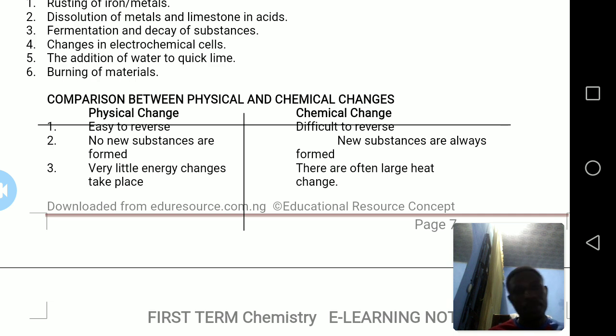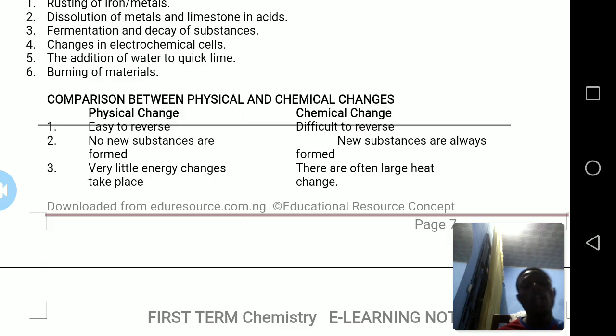Number two, no new substance is formed in physical change. There's no new substance formed, it is the same thing. While in chemical change, new substances are always formed. I can give you an example of cloth and fire. When you set your cloth on fire and it's burned, it becomes ashes. Ashes is a new substance that will be formed.